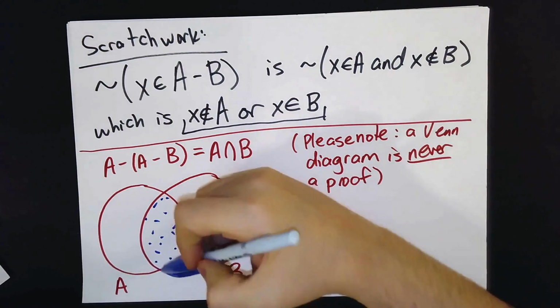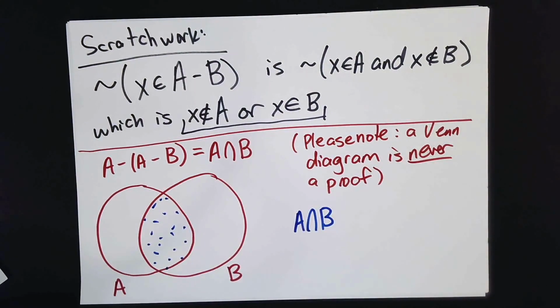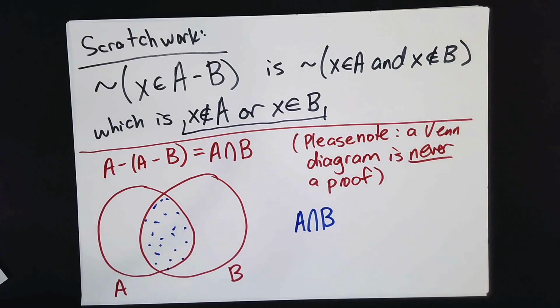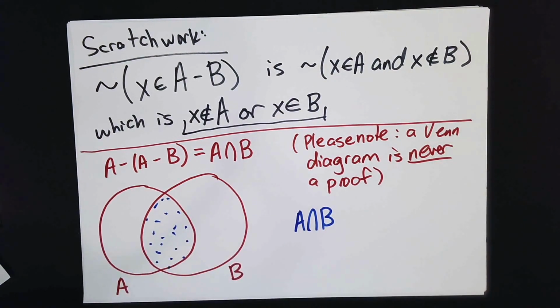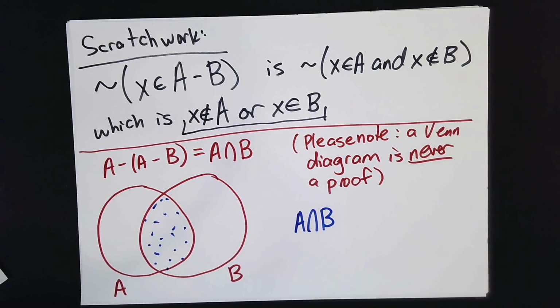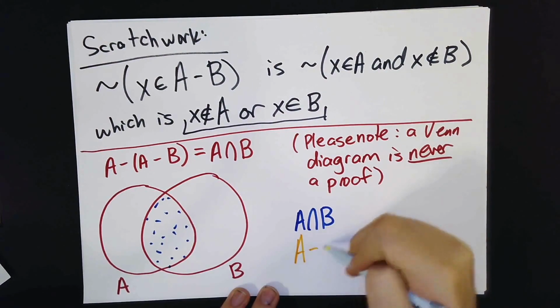And note, it's all of this. I'm just shading it in blue dots to say it. A is over here. Where is A minus B? Well, A minus B would be this crescent. Okay, so A minus B is this piece.